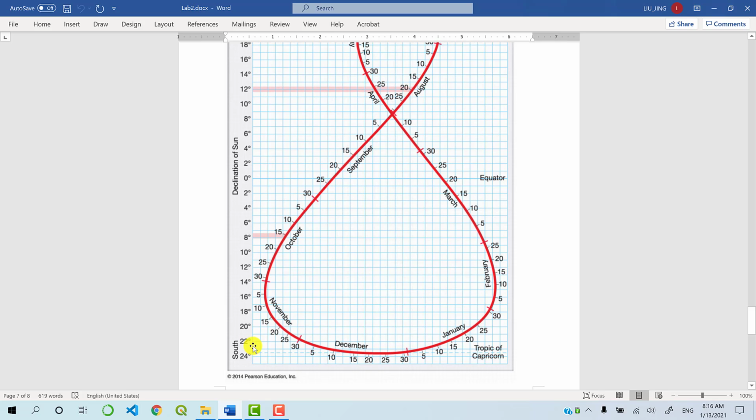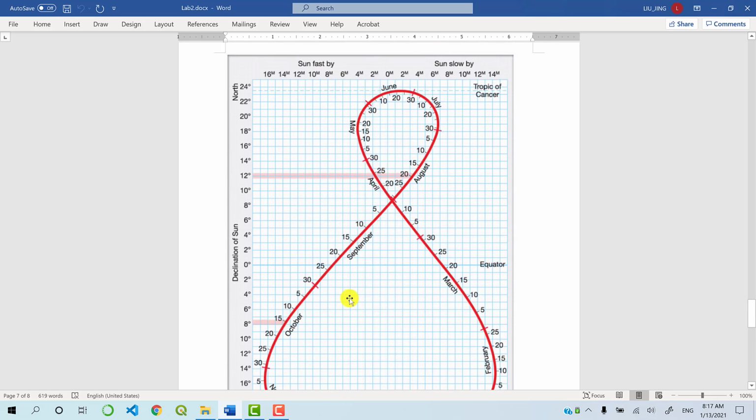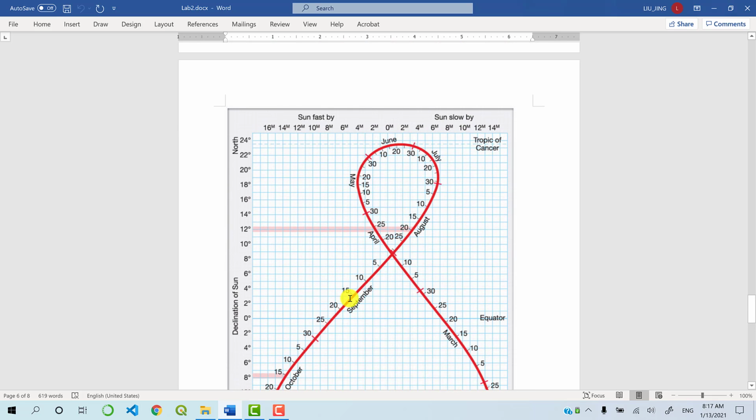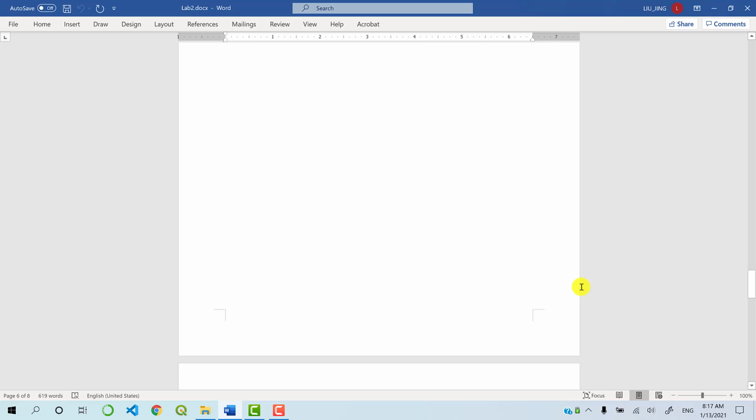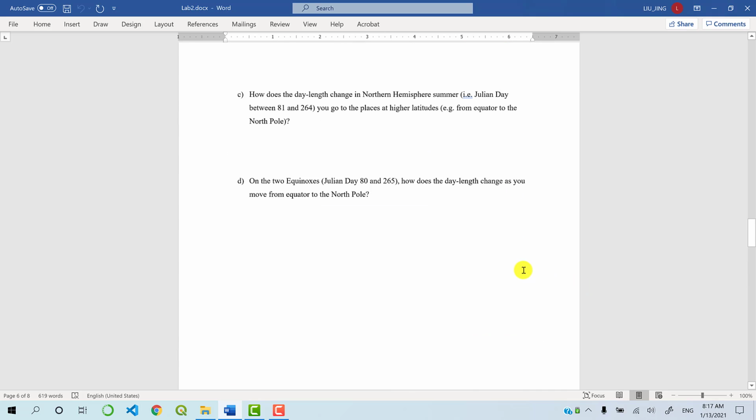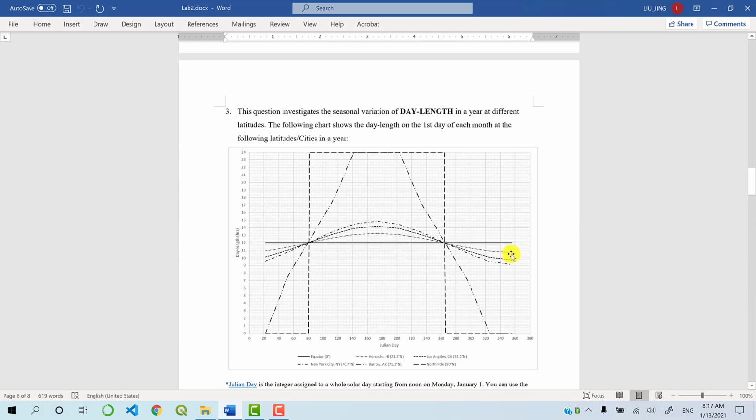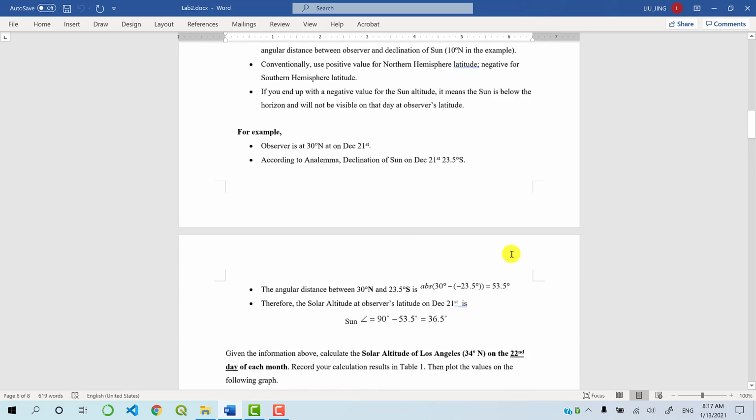Okay, so you can see this is a calendar for you to look up on a certain day where this solid dot, the declination of the sun, is. Remember how to use it. It's just this calendar, and you're going to find it on certain days in a later assignment.